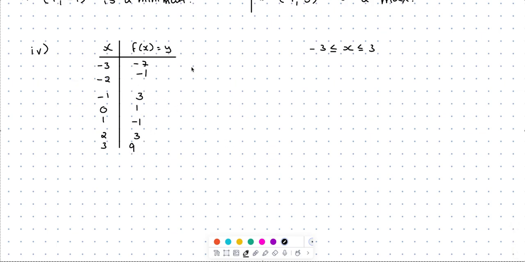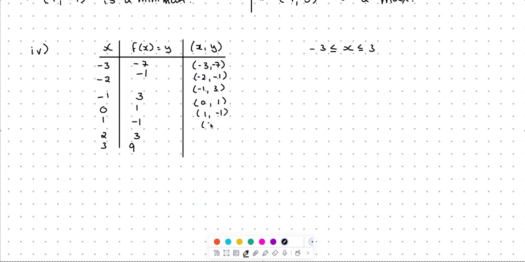Okay, so if you want to add a little extra column for yourself, because that's how it'll read in your calculator if you use the table mode, what I would do is take my time and make sure I've got the coordinate pairs. So we're going to plot minus 3, minus 7. We're going to plot minus 2, minus 1. We're going to plot minus 1, 3. We're going to plot 0, 1. We're going to plot 1, minus 1. We're going to plot 2, 3, and 3, 9. Okay. So just move those down so they're somewhat more in line with what we were talking about. So there we have them.